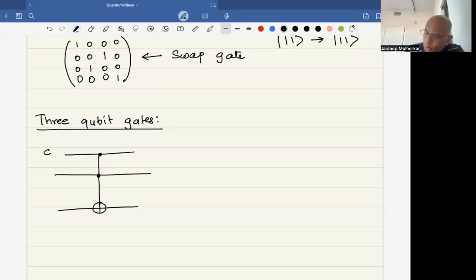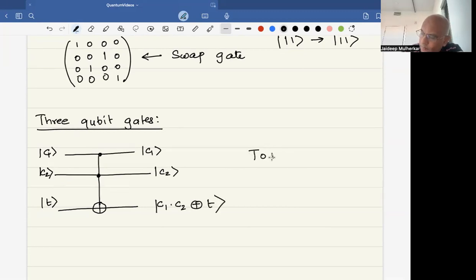So this is control C1, this is C2, and this is the target bit. The target bit gets flipped if both C1 and C2 are set. So if both are set, then the target gets flipped. So this is the Toffoli gate.